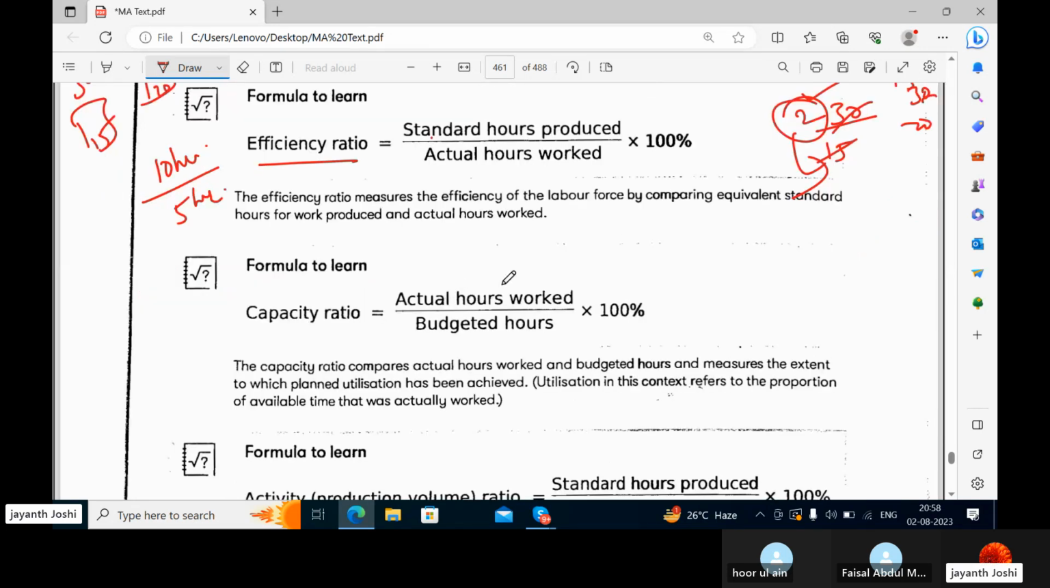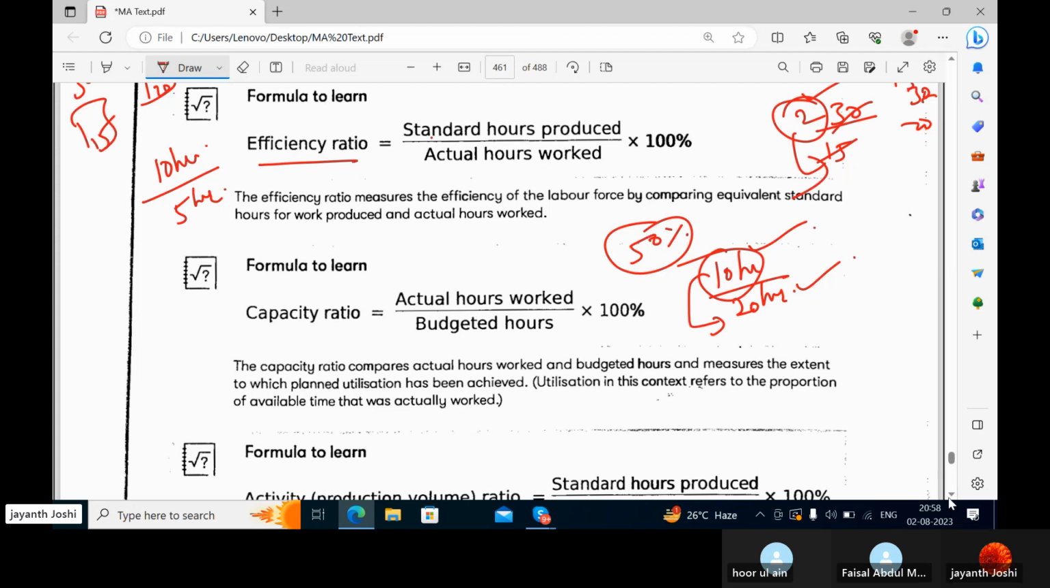Capacity ratio: average hours worked, sorry, actual hours, by budgeted hours. So if you're working for 10 hours and the budget has been made for 20 hours, that means some task can be done in 20 hours, but you're doing that in 10 hours. So instead of putting 100% capacity, at 50% capacity level you're able to perform the task. Correct. That means your 50% capacity is more than enough for that task. That much capable you are.